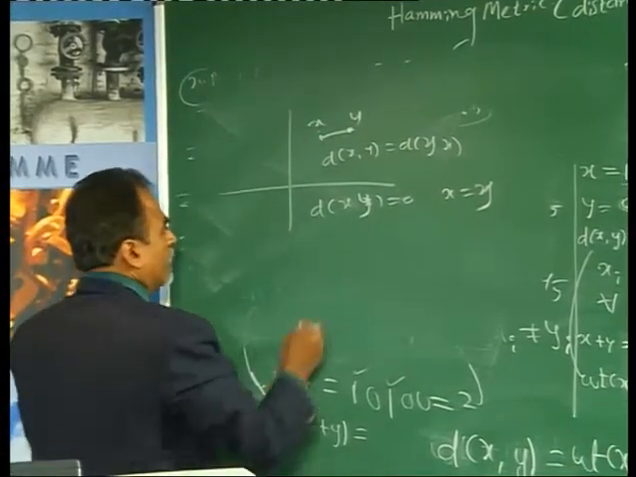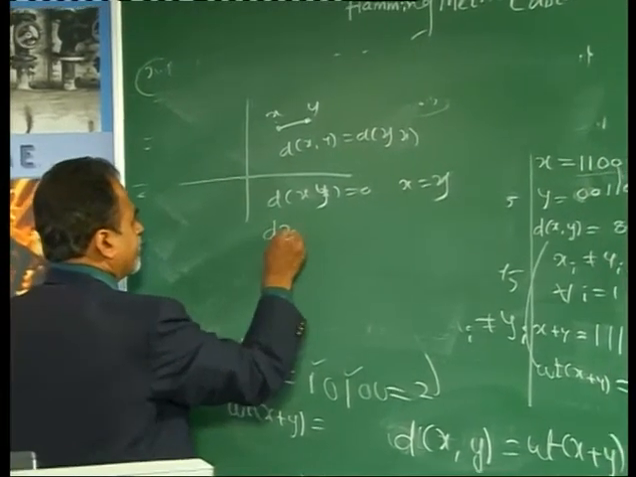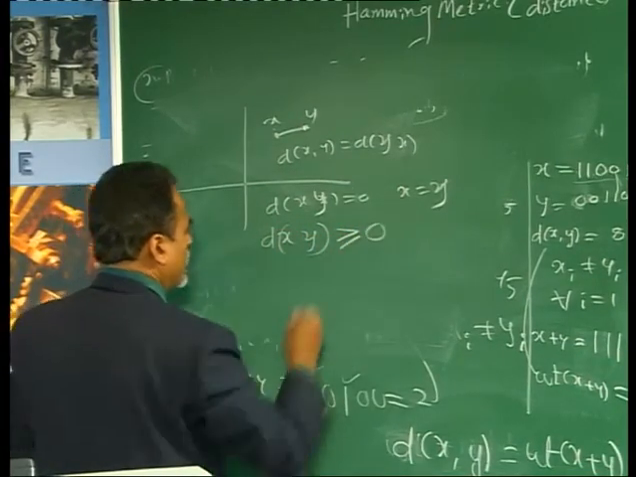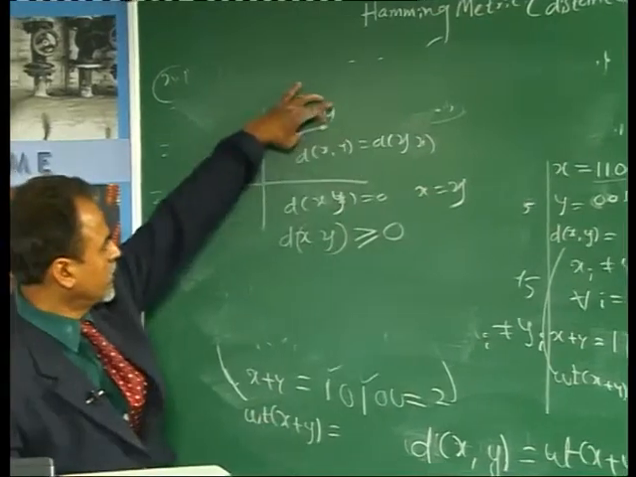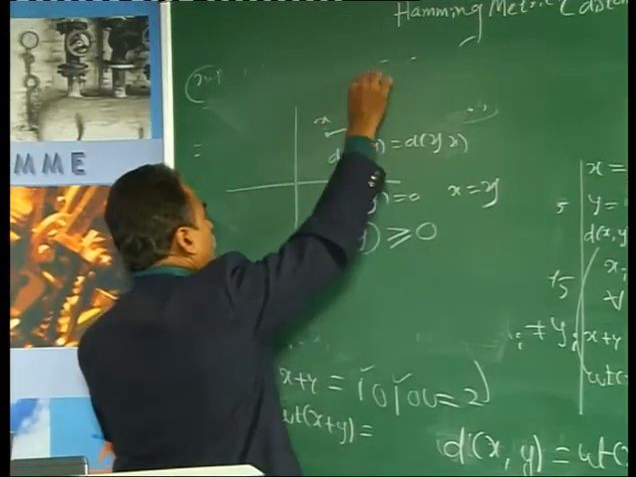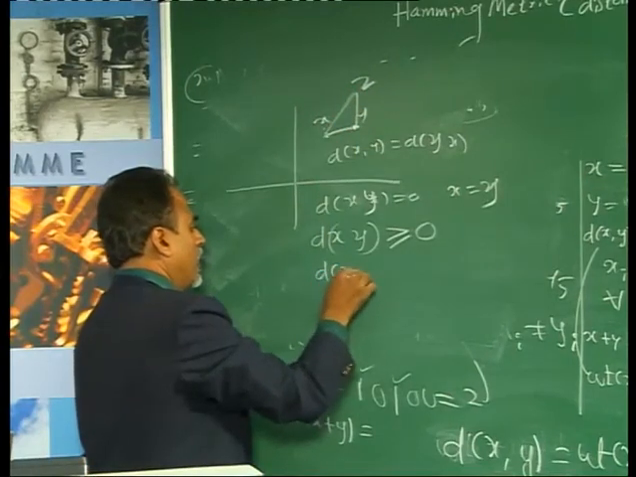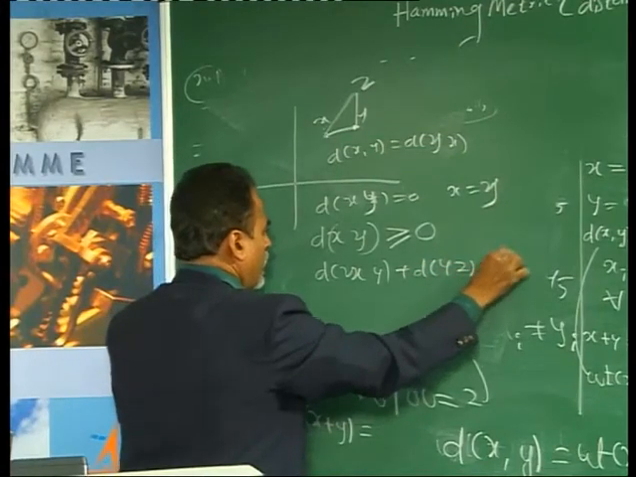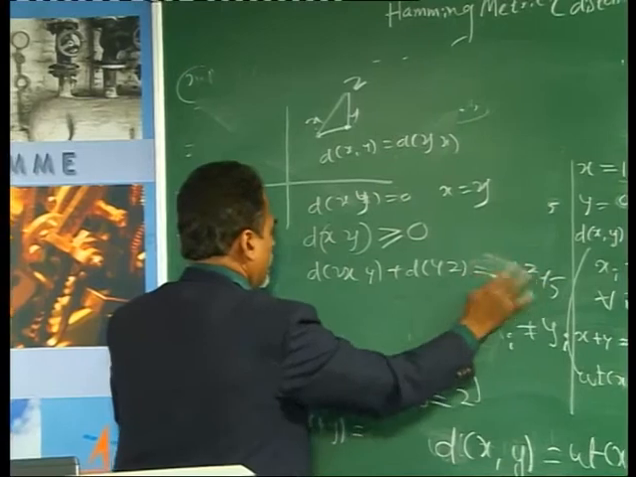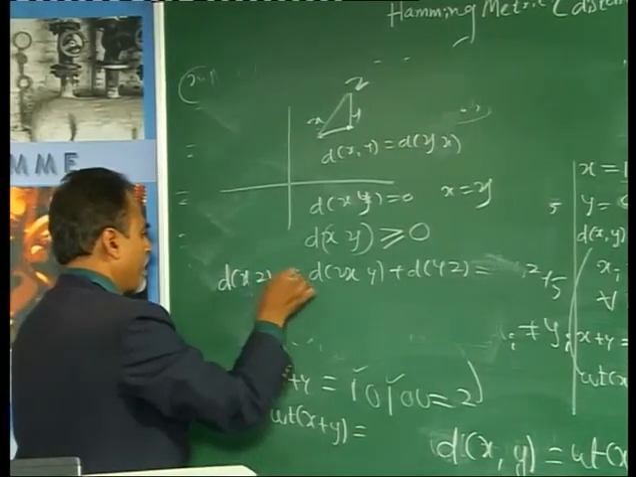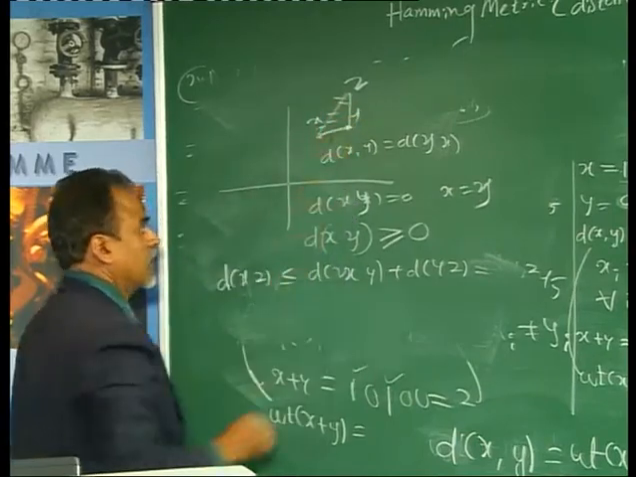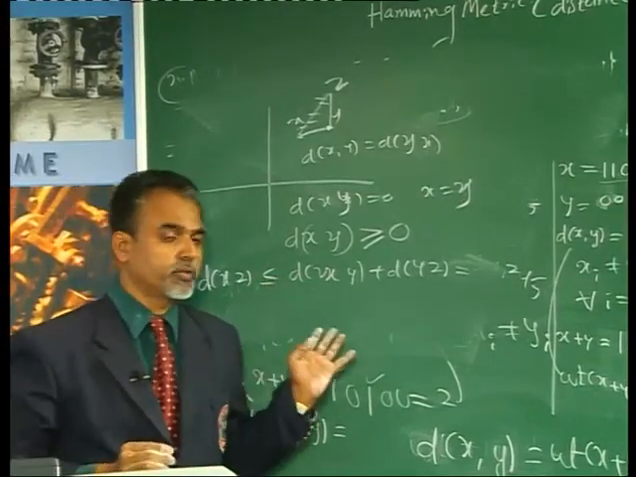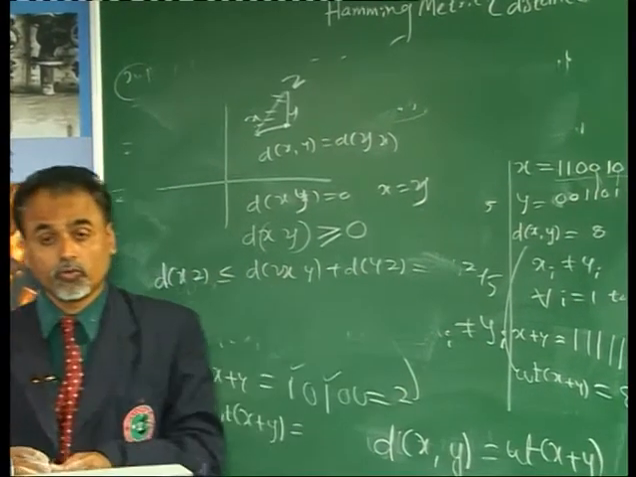and next, if I take a distance of x y, the distance is minimum 0, or it is always a positive number, any distance. And if I take the distance between x y plus the distance between y z, at the most equal, but this is less than or equal to this, that is, this distance is less than the sum of the remaining distances, a well known property of a triangle in plane geometry. All these conditions we are trying to impose on the distance in coding theory also, so wonderful.